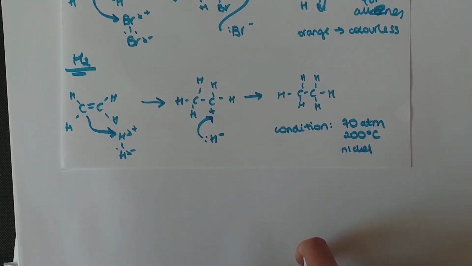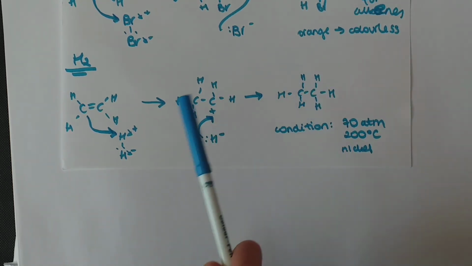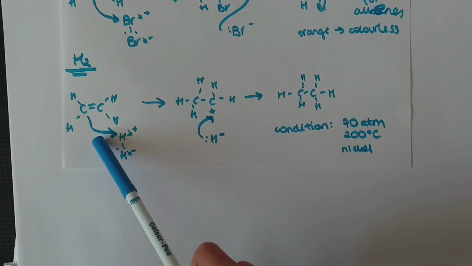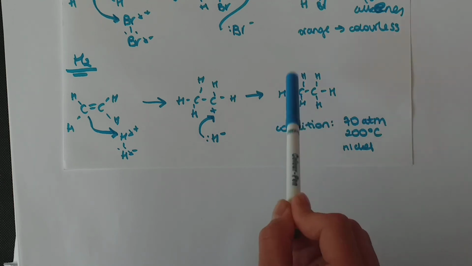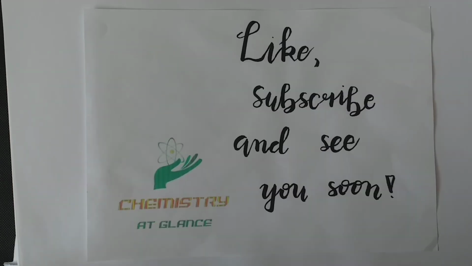And just one more thing, this reaction is used to harden vegetable oils because we convert unsaturated into saturated compound. So this was all for this equation.